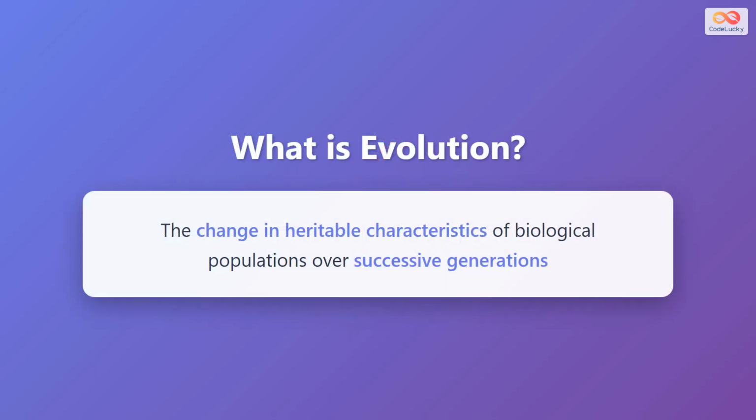So what exactly is evolution? Evolution is the change in heritable characteristics of biological populations over successive generations. Let's break that down. Heritable characteristics are traits that can be passed from parents to offspring through genes. These changes don't happen to individual organisms, but rather to entire populations over time. Each generation may be slightly different from the one before it, and over many generations, these small changes can add up to significant transformations.